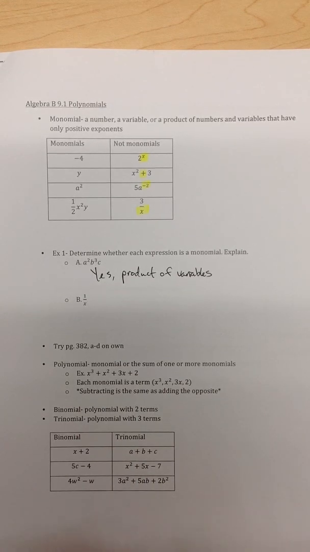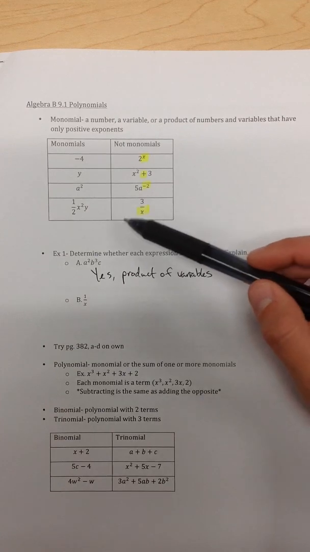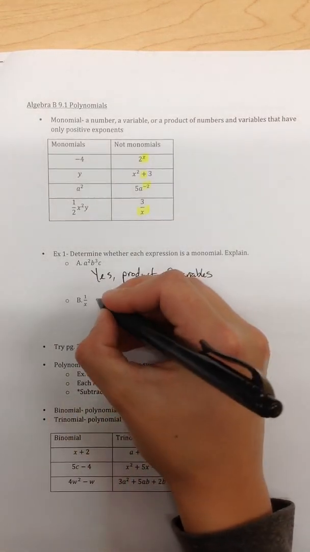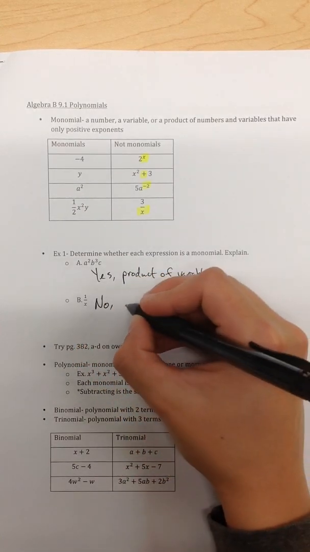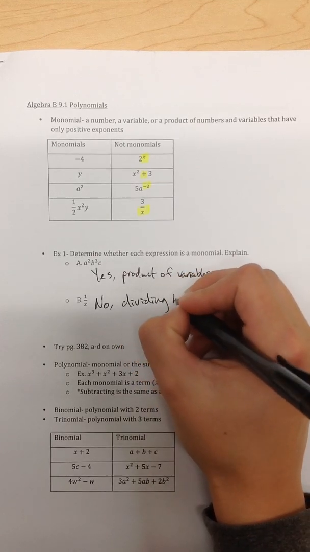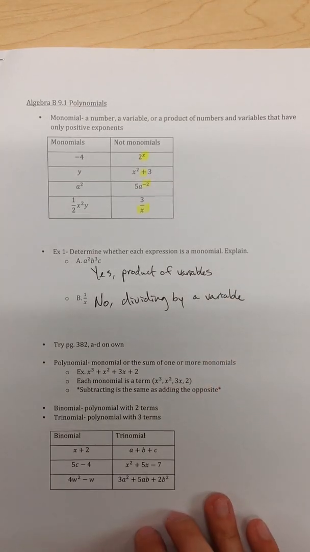Okay, the next one, we've got 1 over x. Looking back up to our examples of things that were not monomials, we decided that we couldn't divide by a variable because we can't have negative exponents. We can only have positive exponents. Remember, if something's on the bottom of a fraction and it's a variable, that means it has a negative exponent. So here, this one would be no. And you could put, we can't divide by a variable, or what's wrong with it is dividing by a variable. We can't have that.